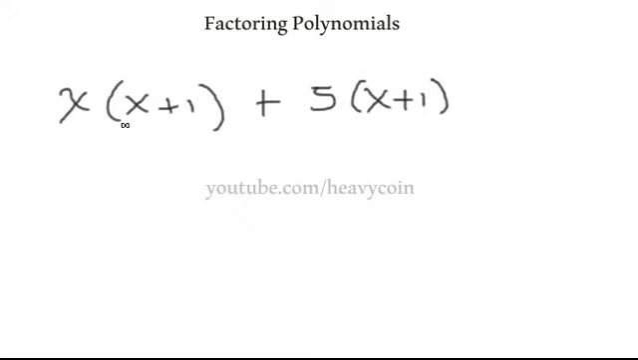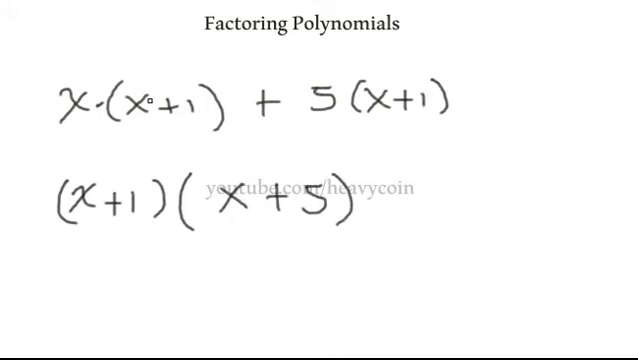Alright, what can we do here? Let's see. The only thing that we can pull out of both of these is going to be an x plus 1, because we have an x plus 1 over here and an x plus 1 over here. So let's just do that. x plus 1. So I pulled that out, we're just left with an x, and I pulled this one out and we're just left with a 5. Okay, so this is a simple example here, but we'll work some more complicated ones coming up.